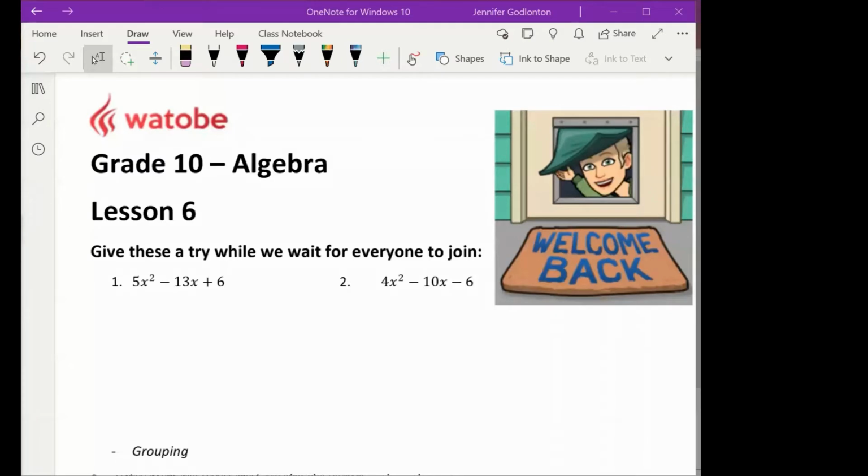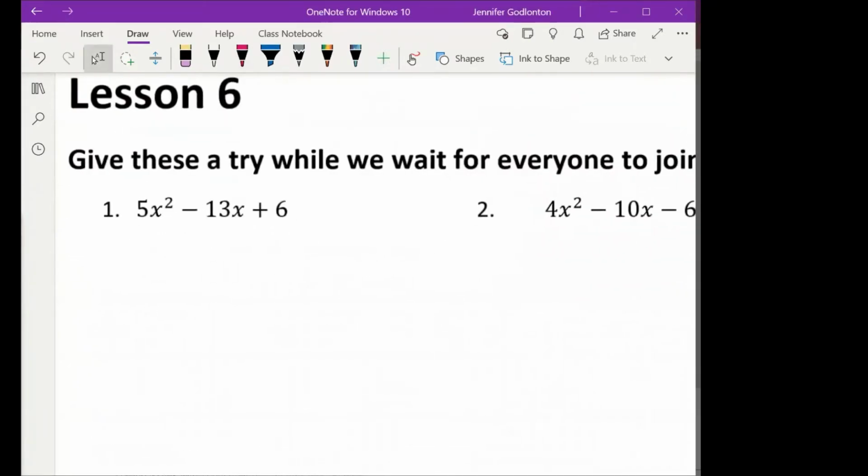So I'm just going to draw my little crisscross here for a second. Let's just make this bigger. Okay, cool. Crisscross. Tell me what to do.